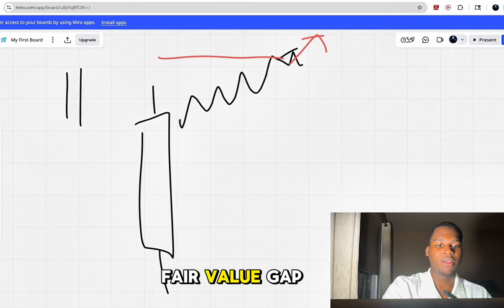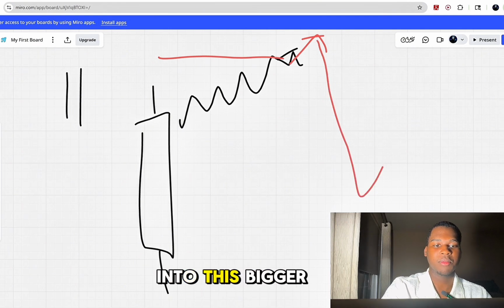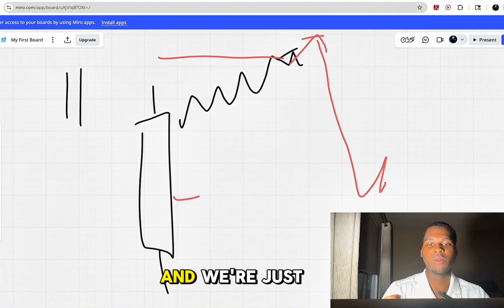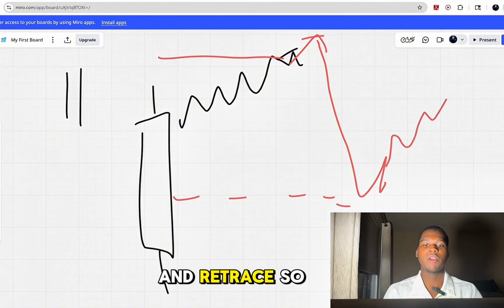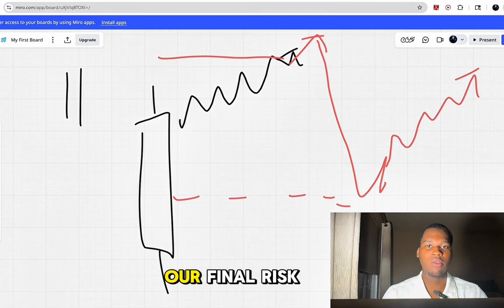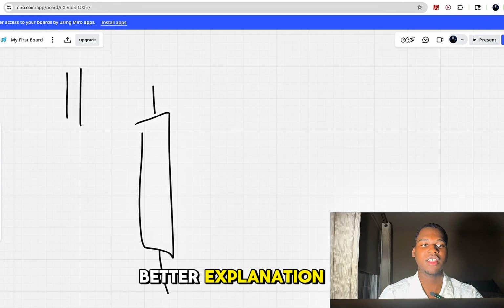This is the fair value gap right here. It taps then into this bigger FVG. We respect 50% of this FVG, and we're just waiting for price to then go higher and retrace so that you hit our final risk to reward. Once I get on the charts, you guys are going to see a better explanation and a better way to see all of this together.